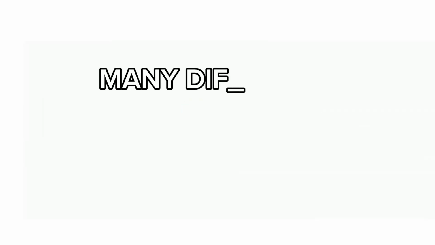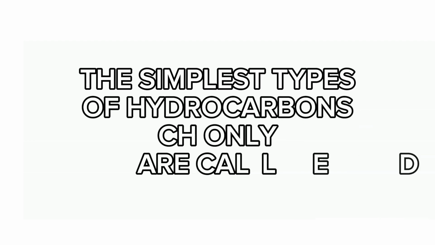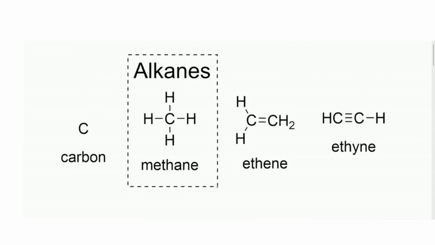This is my PhD in chemistry, and this is an intro to the key functional groups that form the basis of organic chemistry. Due to carbon's ability to form 4 bonds, which can be single, double, or triple, many different structures can be constructed. The simplest types of hydrocarbons, CH only, are called alkanes, and consist of only a single bond between the carbon atoms or the carbon-hydrogen atoms.